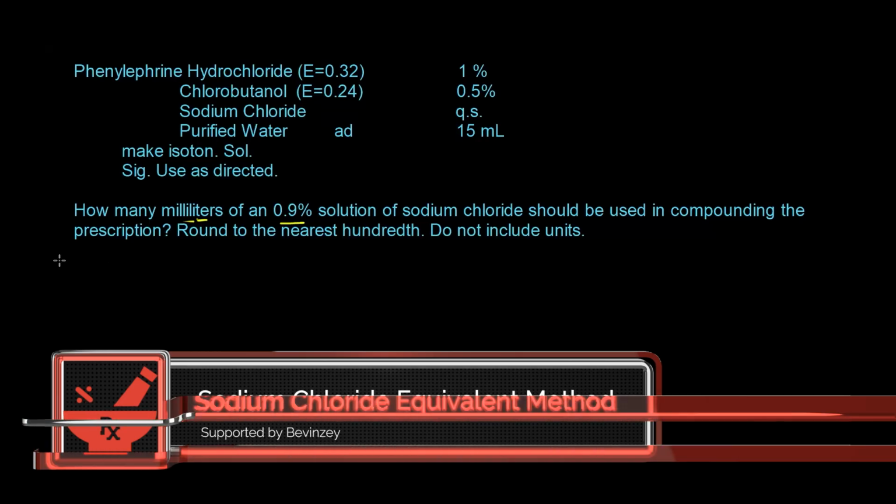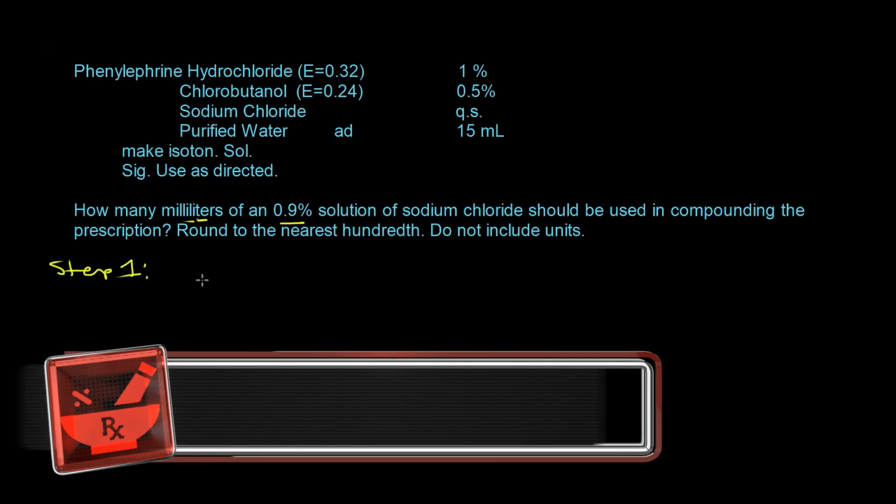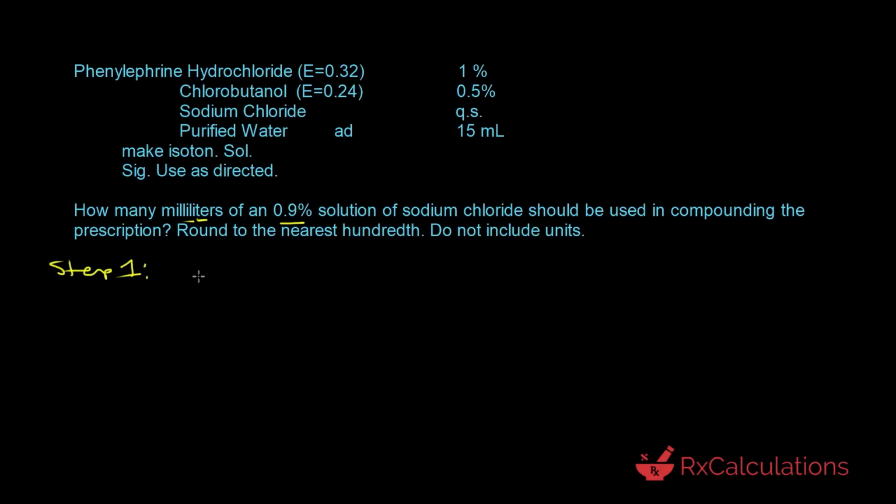And to do that, we start off with the first step. And the first step is to determine how many grams or milligrams, but most of the time grams, of sodium chloride will be needed to make a volume of 15 ml isotonic if there was nothing else in it. So we start off with the notion that 0.9%, which is 0.9 grams of sodium chloride in 100 milliliters, is isotonic.